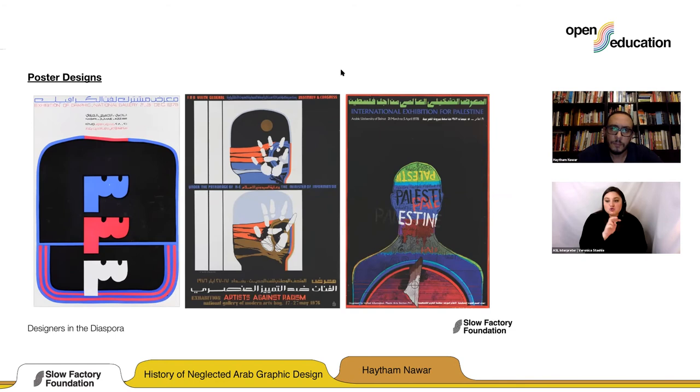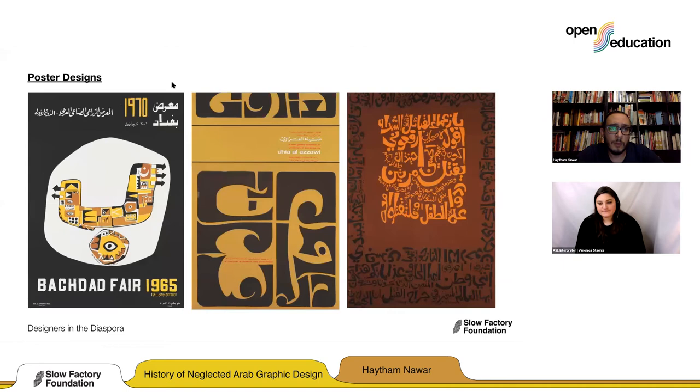And some of the early posters of Diyar al-Azawi, Baghdad Fair, 1965. Beautiful illustration style. Also, he was fond of lettering, so that's a personal solo exhibition poster design, Al-Azawi, that's his name. And that's a poster for Al-Wasti Festival, a poetry festival. We're using only lettering for the poster design.